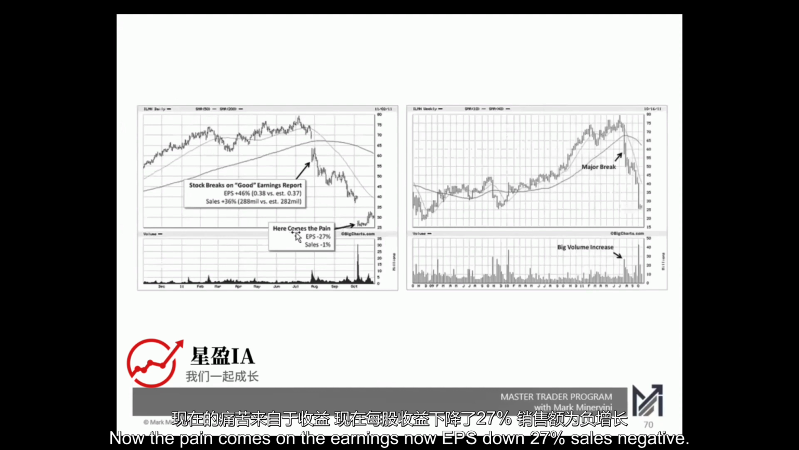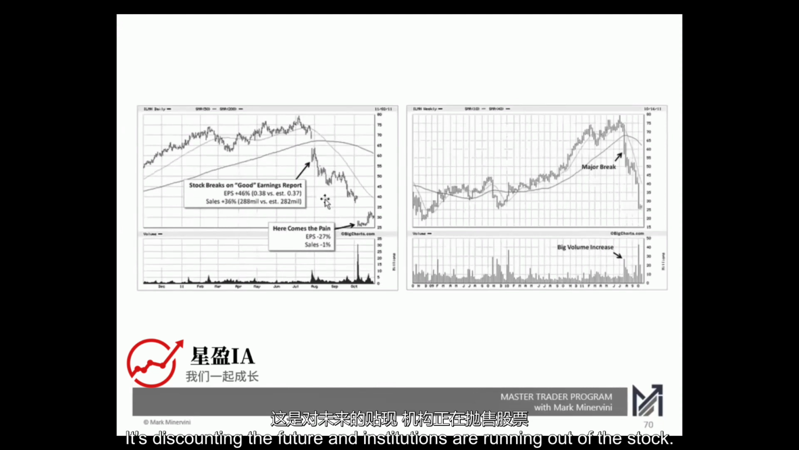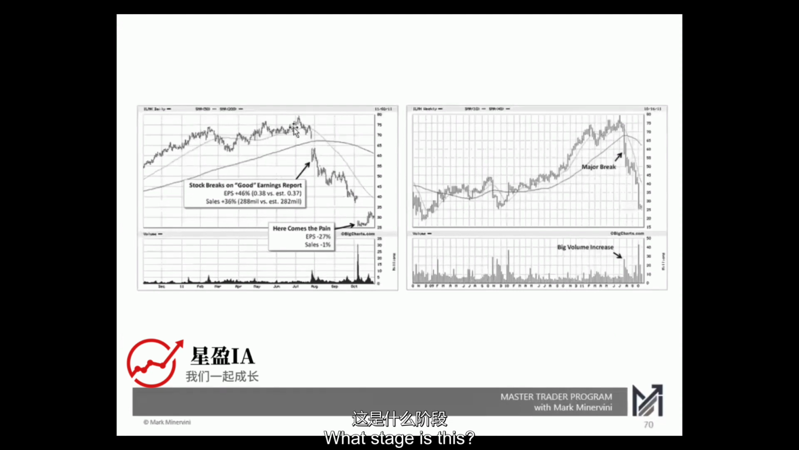Now the pain comes on the earnings. Now EPS down 27%. Sales negative. See, this is where the stock is discounting. It's discounting the future, and institutions are running out of the stock. This is the exact opposite. And what stage is this? Take a look right here. What stage is this going into? Stage 4, right? That's why you don't want to be in stage 4. You don't want to be anywhere around stage 4.